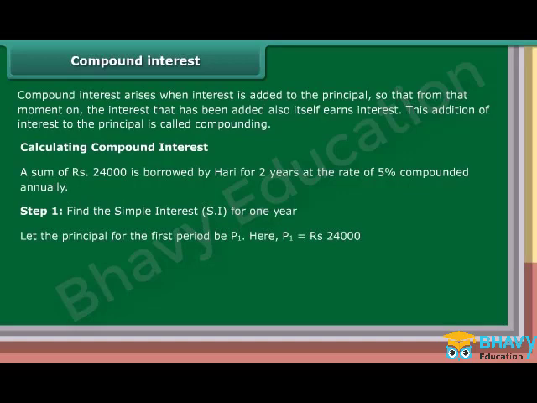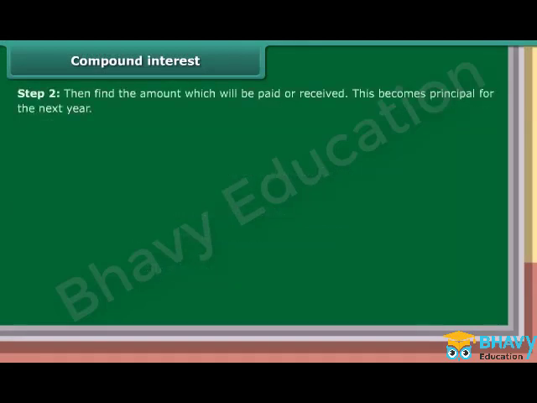Let the principal for the first period be P1. P1 is equal to rupees 24,000. SI1 is equal to SI at 5% for the first year, which is equal to rupees 24,000 into 5 upon 100, which is equal to 1200. Step 2. Then find the amount which will be paid or received. This becomes the principal for the next year. Amount at the end of first year is equal to P1 plus SI1, which is equal to rupees 24,000 plus rupees 1200, which is equal to rupees 25,200, which is equal to P2.